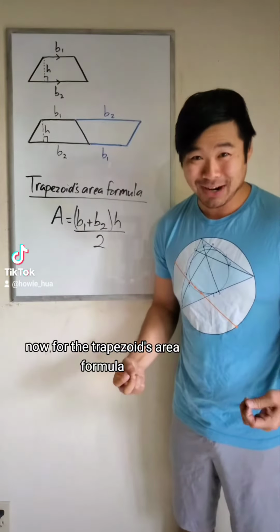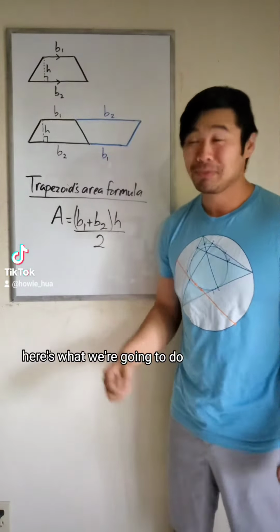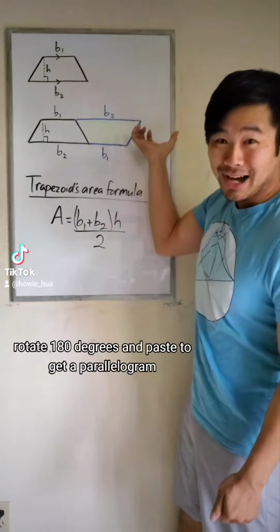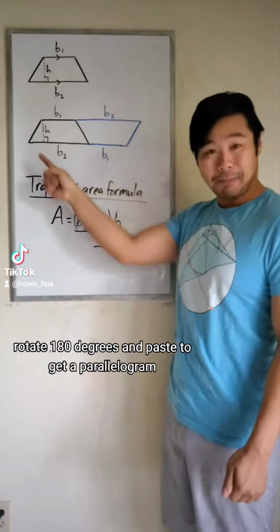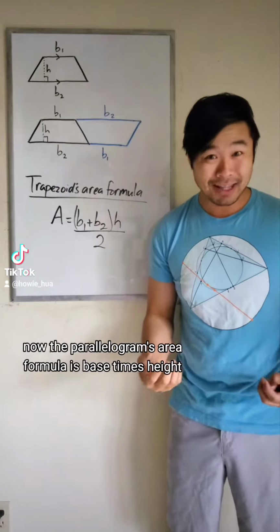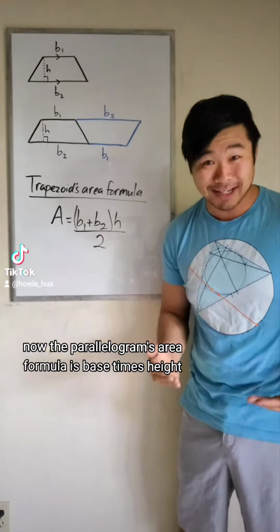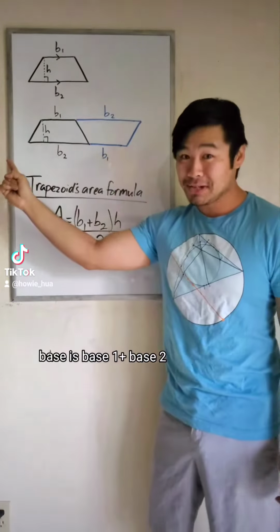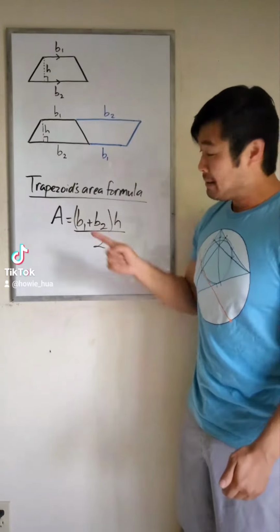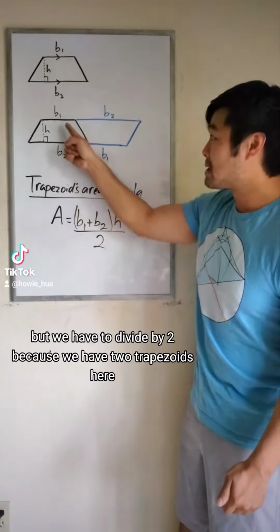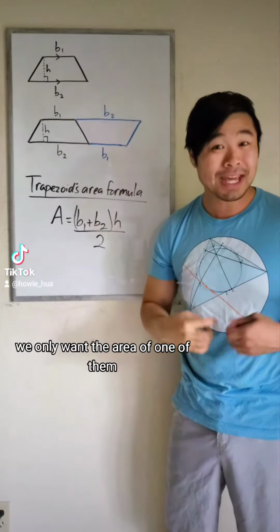Now, for the trapezoid's area formula, here's what we're going to do. We're going to copy, rotate 180 degrees, and paste to get a parallelogram. Now, the parallelogram's area formula is base times height. Base is base 1 plus base 2, height is h. But we have to divide by 2, because we have two trapezoids here, and we only want the area of one of them.